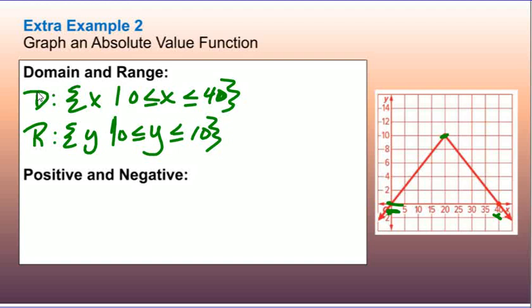Positive and negative, it's always positive. And here, the negative wouldn't make sense because you can't have a negative height on that. So it's positive when x is greater than 0, but less than 40.